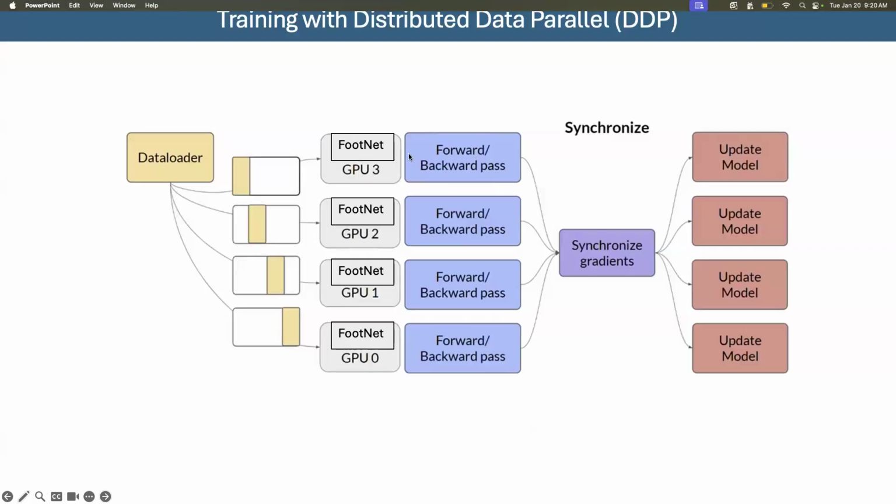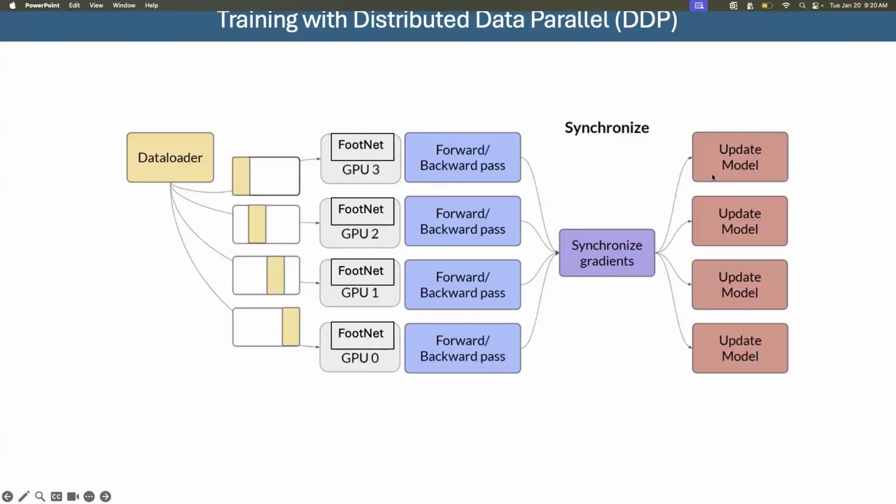That way we have local gradients, but the gradient, for example in GPU 3, will be different from the gradients in GPU 2, GPU 1 and GPU 0, because they have different batches of the data, right? So afterwards we allow some communication between these GPUs to synchronize the gradients. It uses reduce operations to sum up all the gradients and take an average, and then it broadcasts those synchronized gradients back to all of these GPU machines.